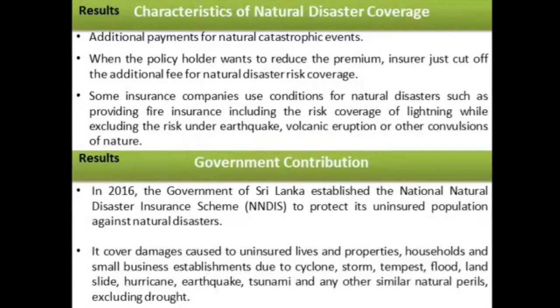Some insurance companies use conditions for natural disasters, such as providing fire insurance including the risk coverage of lightning while excluding the risk under earthquake, volcanic eruption, or other convulsions of nature. Actually, with this situation, government contribution is very important. In 2016, the government of Sri Lanka established the National Natural Disaster Insurance Scheme to protect its uninsured population against natural disasters. It covered damage caused to uninsured lives and properties, households, and small business establishments due to natural disasters.